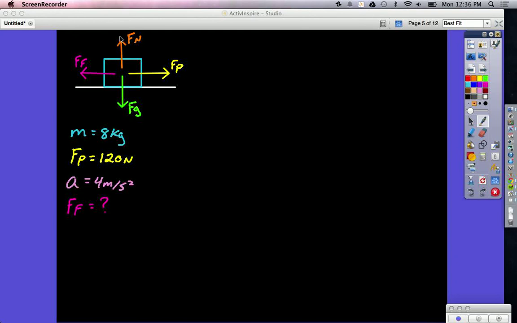That would mean that the normal force and the force of gravity are equal to each other. They are balanced, but we're not really too worried about that in this problem. So now we're going to use Newton's second law to figure out what that force of friction must be.